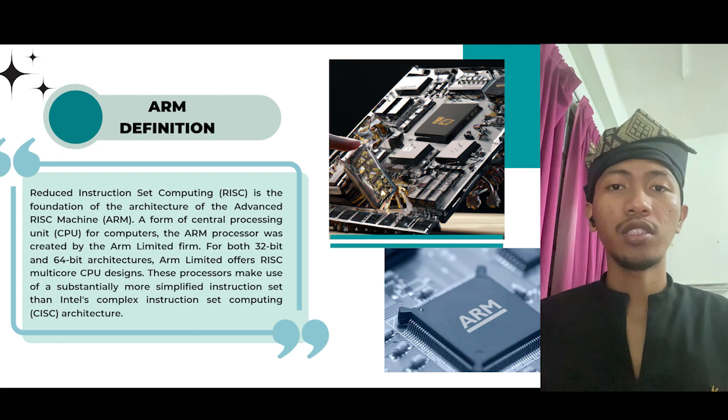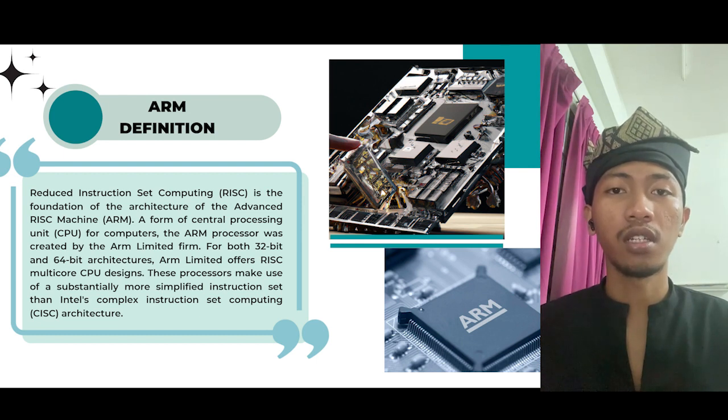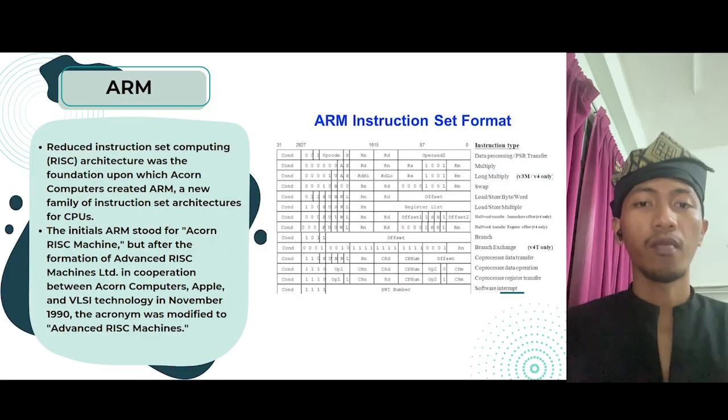ARM definition: Reduced Instruction Set Computing, or RISC, is the foundation of the architecture of the Advanced RISC Machine, a form of central processing unit, or CPU, for computers. The ARM processor was created by ARM Limited for both 32-bit and 64-bit architectures. ARM Limited offers RISC multi-core CPU designs. These processors make use of a substantially more simplified instruction set than Intel's complex instruction set computing, CISC, architecture.